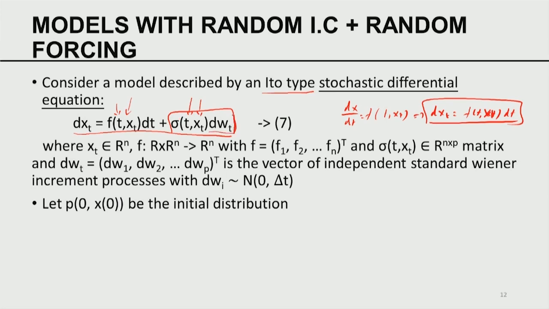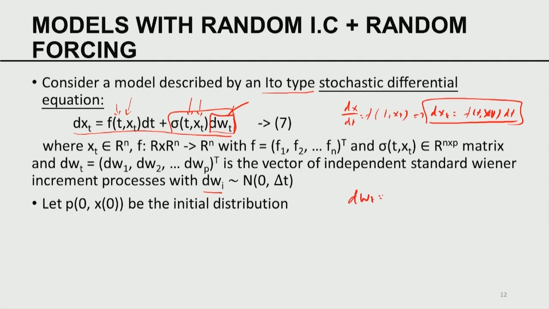dwt, this is the important newcomer. dwt is called the Wiener increment process. It is a very important class of stochastic processes. What is the property of the Wiener increment process? dwt in this case is a vector.